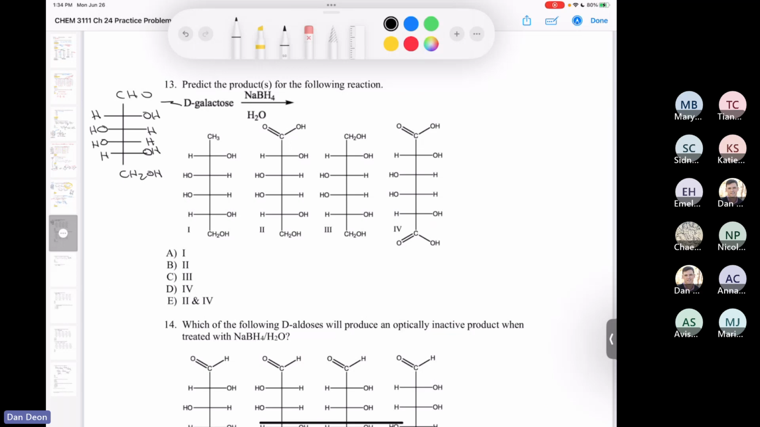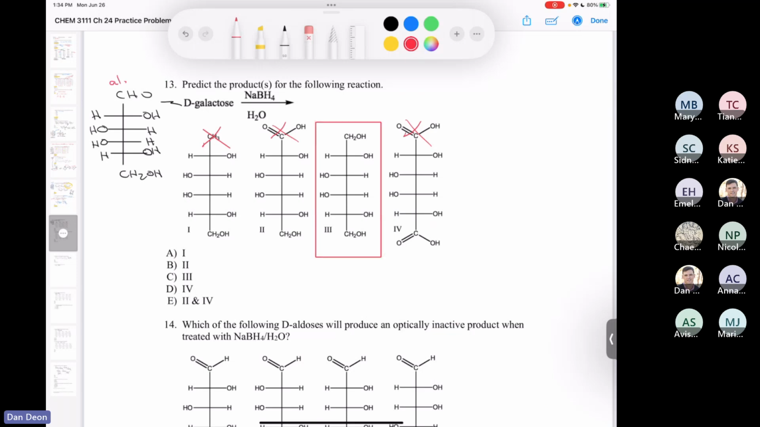So this is D-galactose. And remember that when we treat an aldose with sodium borohydride and water, it reduces the aldehyde to an alcohol. So you can answer this one pretty quickly, right? Because here you see this is not an alcohol. This is a carboxylic acid. That's just plain wrong. And so is this. So the answer has to be number 3, because we just reduced the aldehyde down to an alcohol.